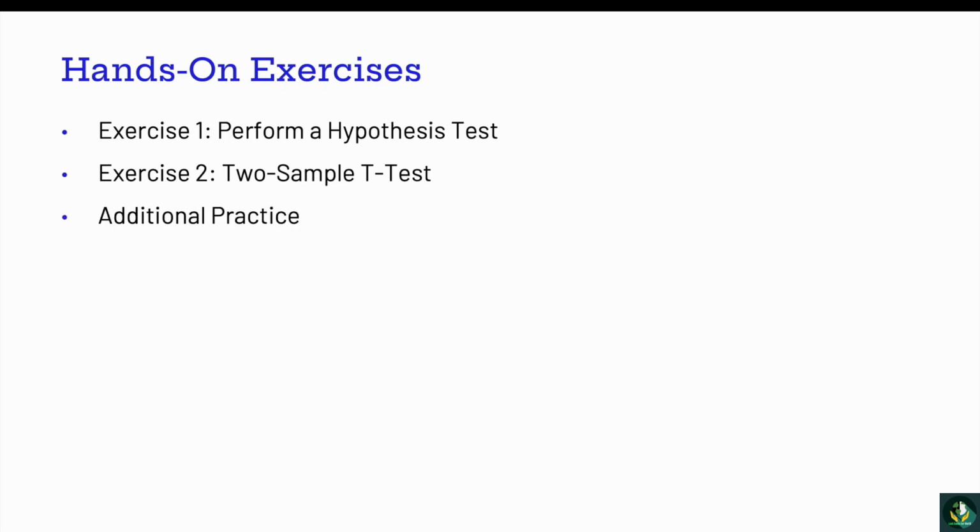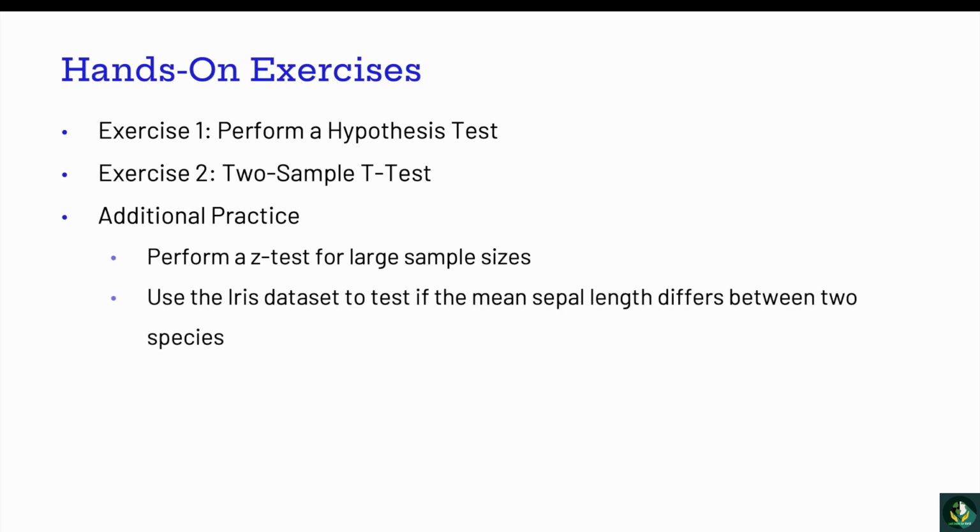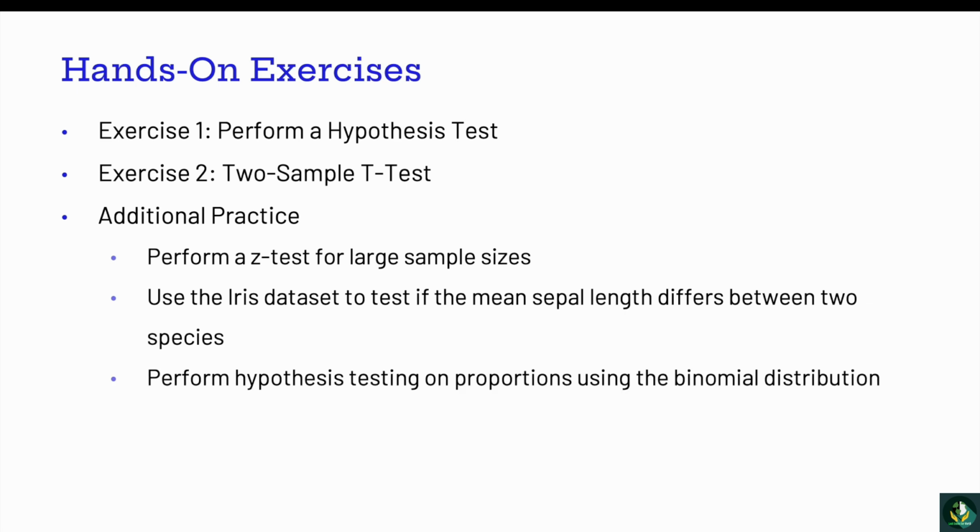For additional practice, perform a z-test for large sample size. Try that out. Next, use the iris dataset to test if the mean sepal length differs between two different species, because we have multiple species in there. And then perform hypothesis testing on proportions using the binomial distribution. Try that out and let me know how it goes.